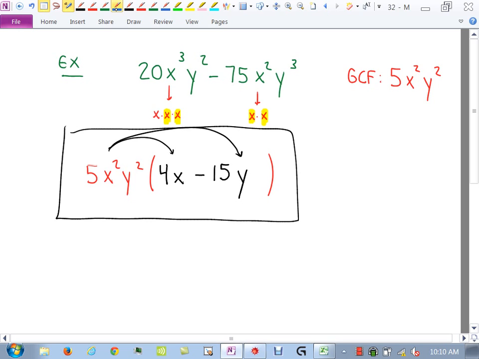I'll point out to you again, what we've done is we've turned a binomial into a product, right? We now have multiplication of a monomial and a binomial. And you might be asking yourself, well, why would you want to do that? Trust me, later on it will become useful. Questions?